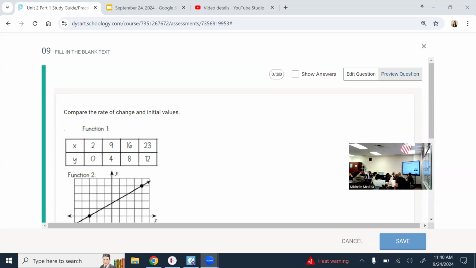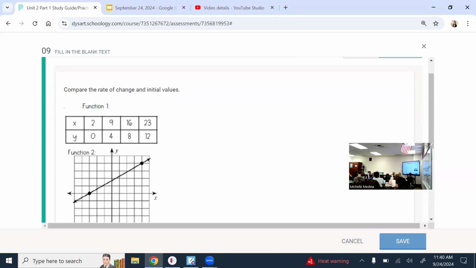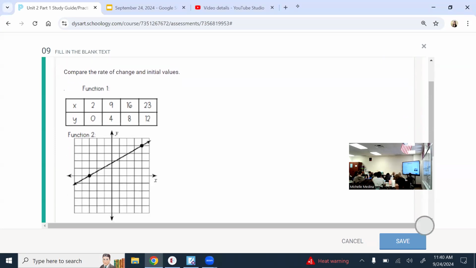So number 9 on the first study guide, it says compare the rate of change and initial values. I can see why we might struggle with this one because it used different verbiage in the unit, but we still did compare those things. So like, what is another word for rate of change?